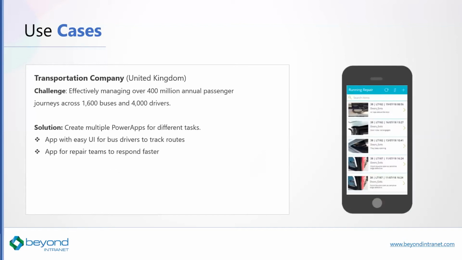The fifth case that we want to talk about is for a transportation company in the United Kingdom. The challenge they were facing is they have 400 million annual passenger journeys happening on their routes every year through 1,600 buses and 4,000 drivers. Now, 400 million annual passengers is just such a mind-boggling number. The operations and the logistics of how you manage that is mind-boggling.